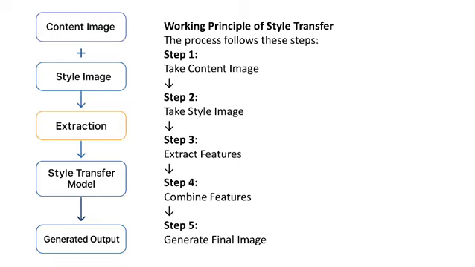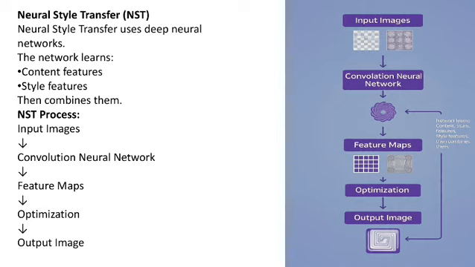Then we move to the topic of neural style transfer. Neural style transfer uses deep neural networks for extracting image features. First, the network extracts content features from the content image, then it extracts style features from the style image. Optimization algorithms are applied to combine both features together. During this process, the output image gradually changes until it preserves the content while adopting the artistic style. Neural style transfer produces visually attractive and artistic outputs.